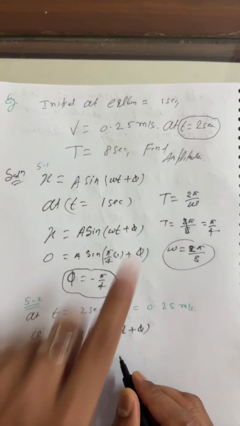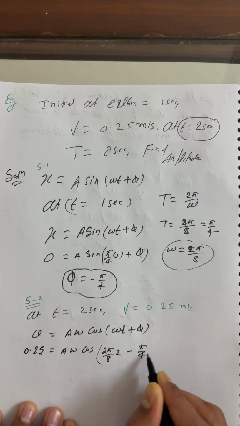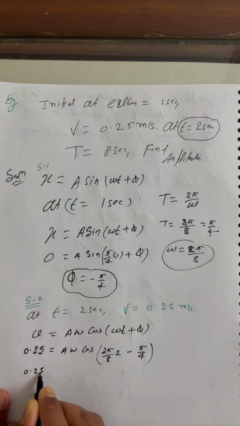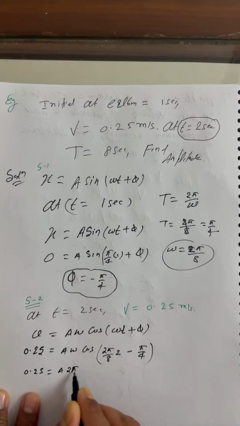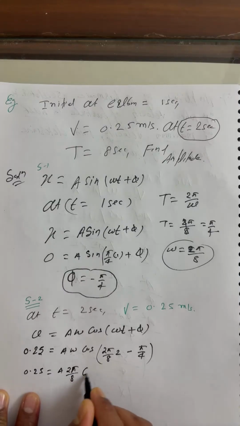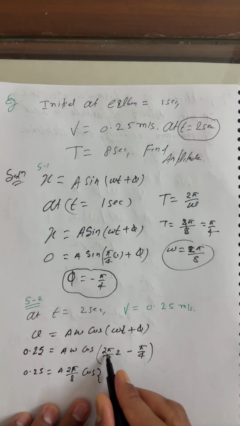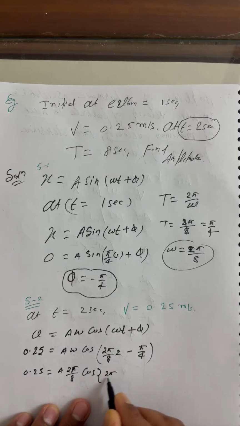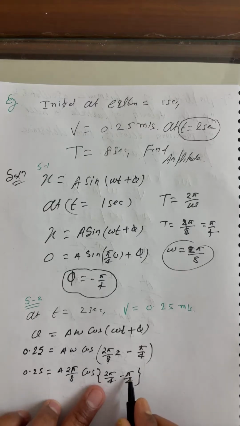Time mentioned is 2 seconds. You can write 2 seconds. And this is what? Pi by 4. Okay. This is 0.25. This is what? A into omega, you can write 2 pi by 8 into cos of 4 pi by 8. So the 2 just cancels here. So you can see this is 2 pi by 4 minus pi by 4. How much here? 2 pi minus pi, pi by 4, no.